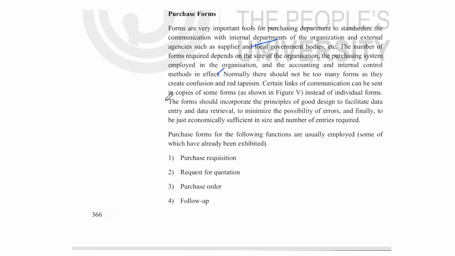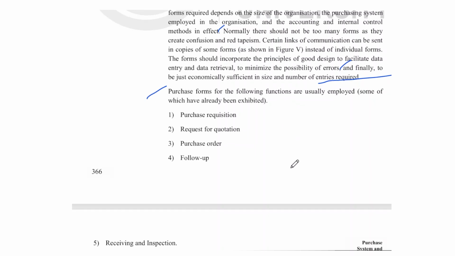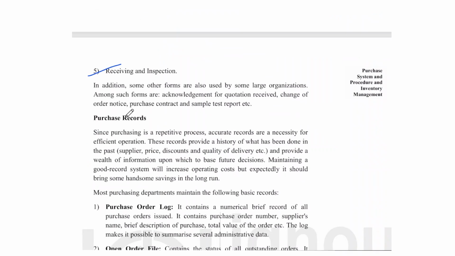The forms should incorporate the principles of good design to facilitate data entry and data retrieval, to minimize the possibilities of errors, and finally to be just economically sufficient in size and number of entries required. And purchase forms of the following function are usually employed, some of which have already been exhibited: purchase requisition, request for quotation, purchase order, and follow up, receiving, and inspection. In addition, some other forms are also used by some large organization. Among such forms are acknowledgement for quotation received, and change of order notice, and purchase contract, and sample test report.